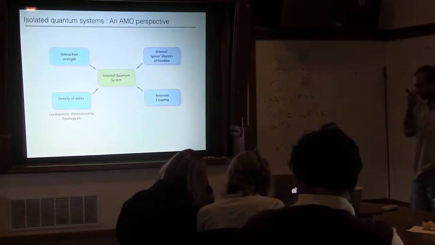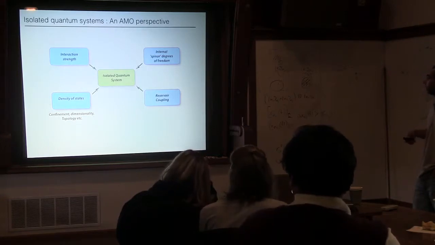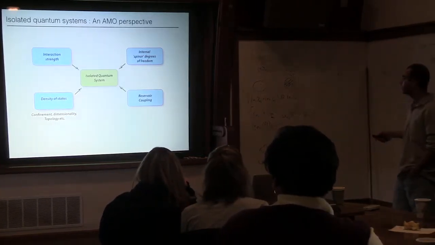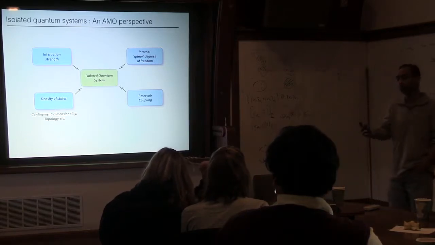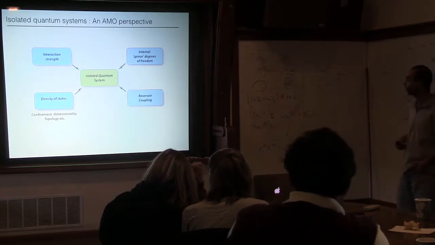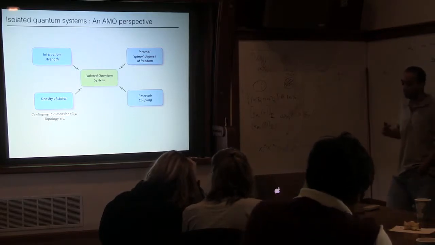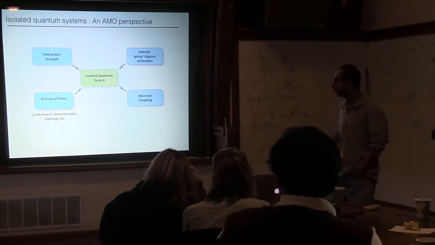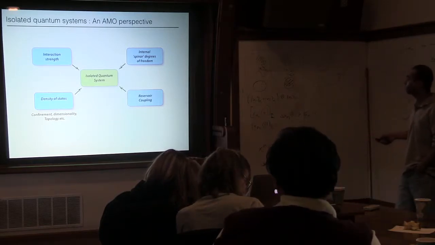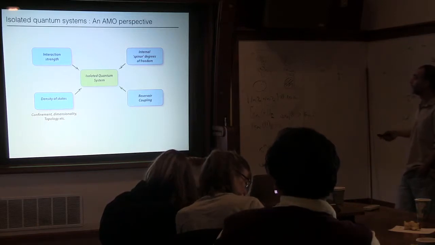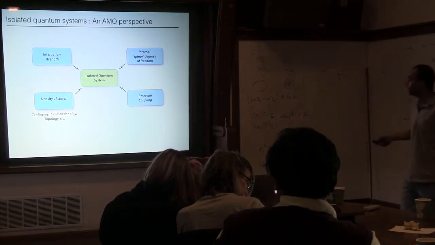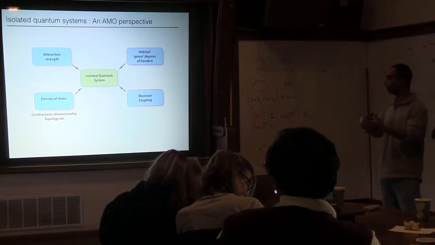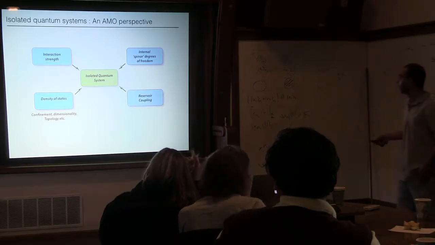I'm also going to look at this, just like the first lecture, from a very AMO perspective, which is to say we have some kind of an isolated system, or a system that we are trying to isolate, and look at the quantum mechanics, either single-body or many-body, of it. And the very nice thing about ultra-cold atomic systems is that they give us isolated quantum systems with a whole number of degrees of freedom, or in a sense knobs, such as the interaction strength, the strength with which these atoms interact with each other, the density of states, by which I mean the confinement, the dimensionality, the topology, and so on.